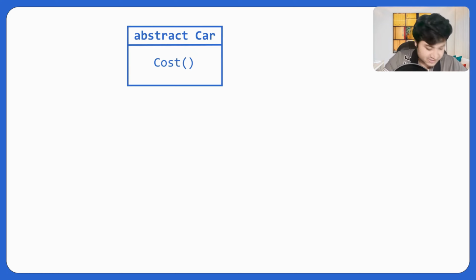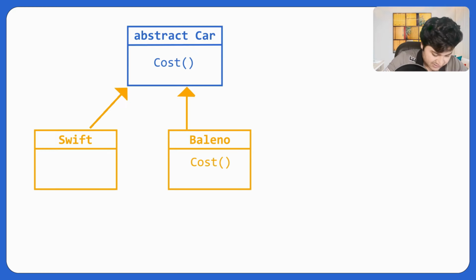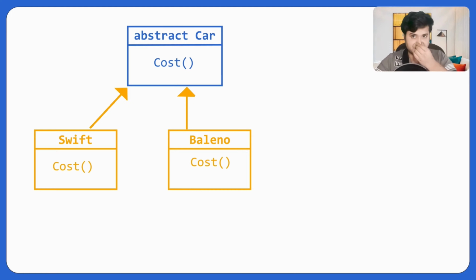So who would extend this class? Baleno and Swift would extend this class. Baleno will have to implement the cost function. And now we have the Swift car. Since it has extended this, it will also implement the cost function.